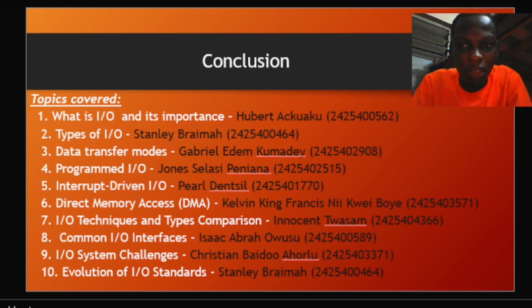techniques which I/O devices use in transmitting data, and then the comparison between the types and then the techniques. So the I/O techniques and types comparison to show the similarities or differences in them. Then the common I/O interfaces, and then the system challenges, and then the evolution of I/O systems. So beside it are the various people who actually presented on the various topics. So this brings us to the end of our presentation.